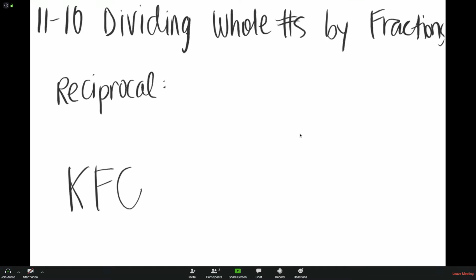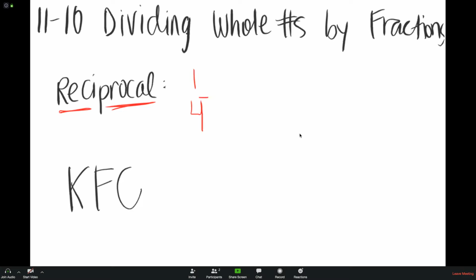So we are going to move on now to 11-10, which is dividing whole numbers by fractions. So there are a few things that we need to go over before we start doing problems. And the first thing is this fancy word you see here, reciprocal. And what a reciprocal means, it's kind of like the opposite. But when it's dealing with fractions, it's the upside down opposite.